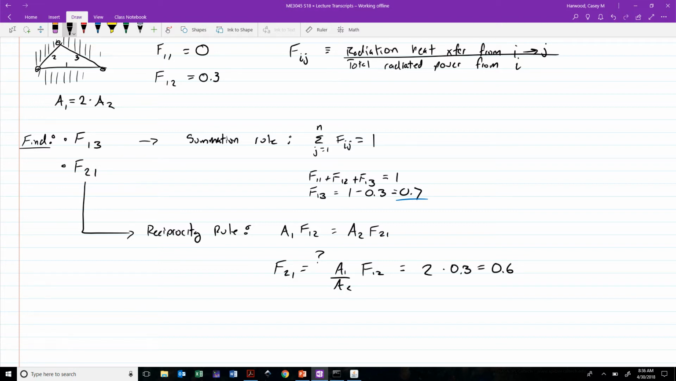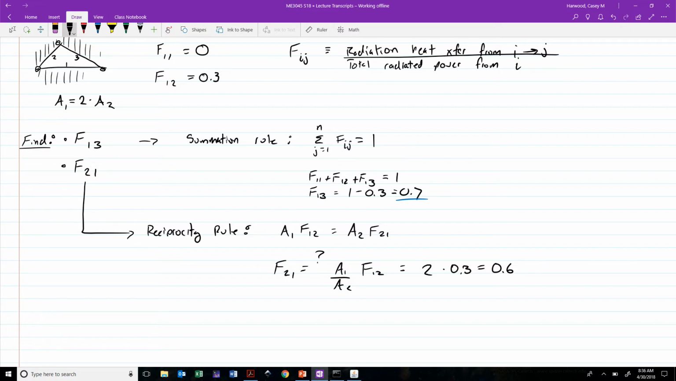So this is basically the way view factors work. It's a lot of really easy math. It's just puzzling out what numbers you can get from what you're given. And my shoe's untied for a moment.